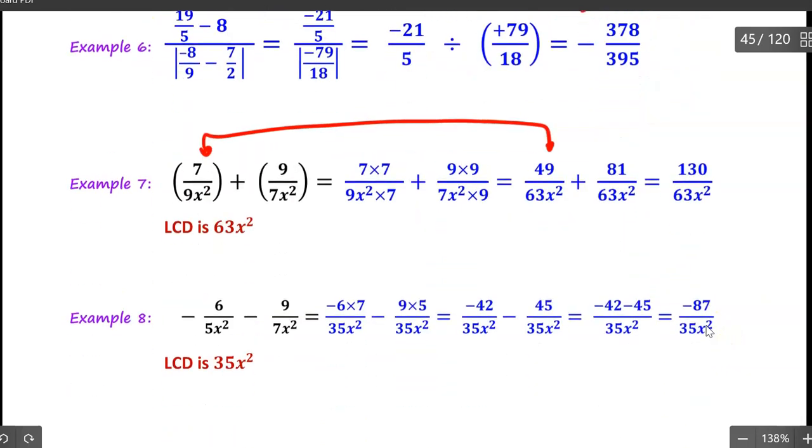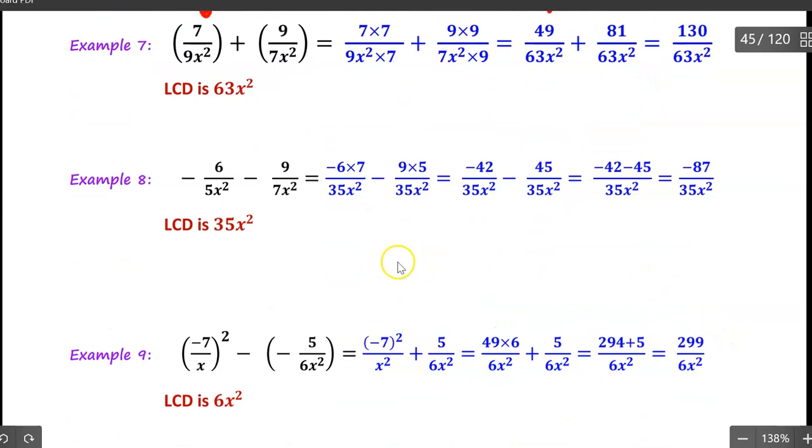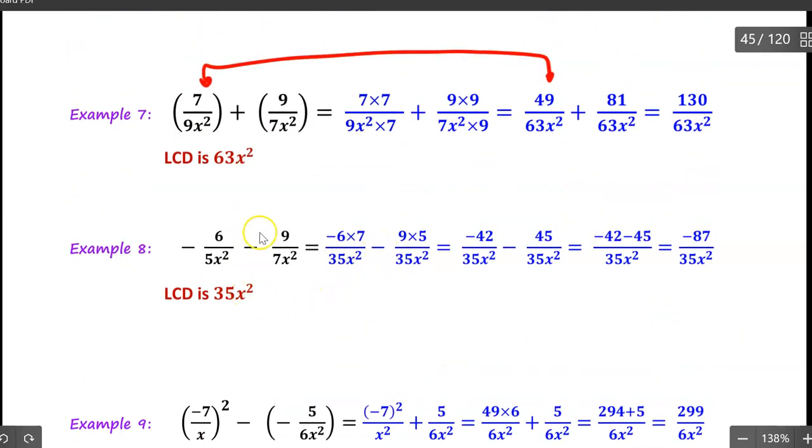All right. Okay, so let's see. We have example number 8. For this one, I subtracted two fractions, and this fraction is supposed to be a negative fraction. And I have 5x squared and 7x squared. Again, similar approach. The lowest common multiple of 5 and 7 is 35, x squared, the same with this x squared.